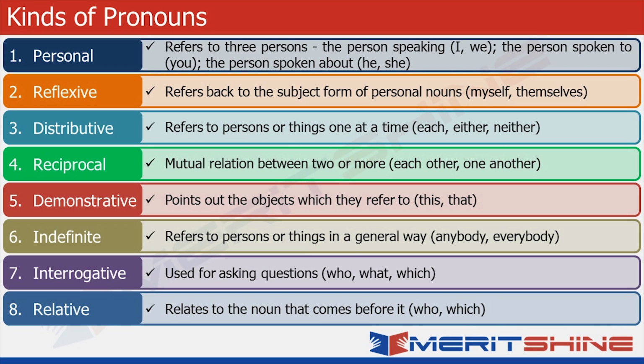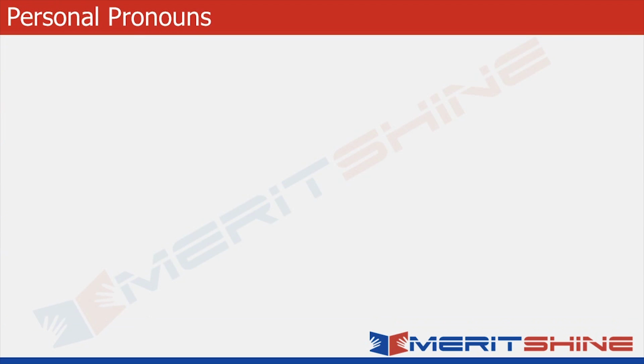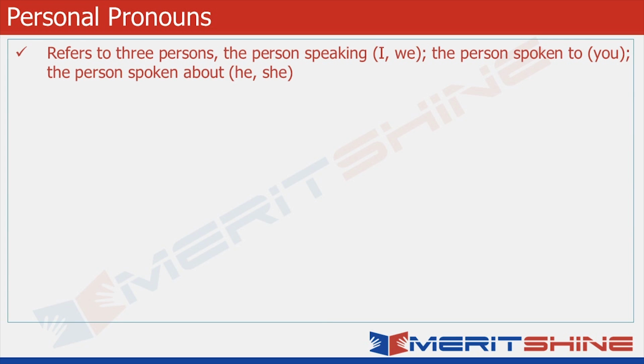Please notice carefully that who, which, etc. can be used both as interrogative and relative pronouns. We shall now discuss each pronoun in detail. Let us begin with personal pronouns. Personal pronouns refer to three persons. First person, the person speaking, I, we. Second person, the person spoken to, you. Third person, the person spoken about, he, she.